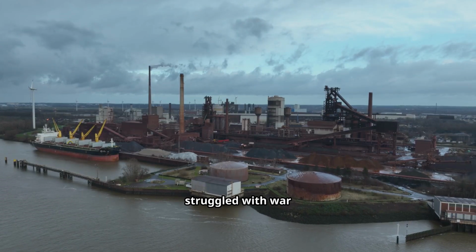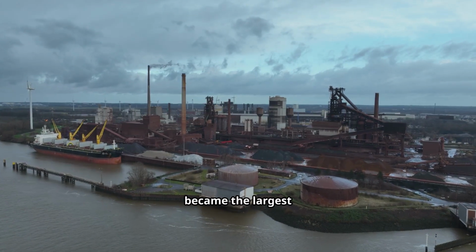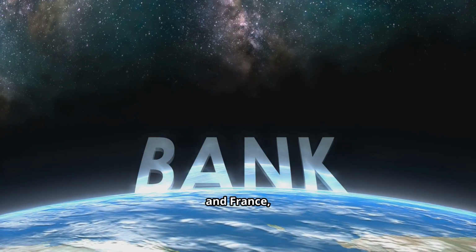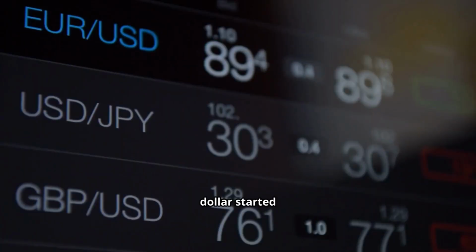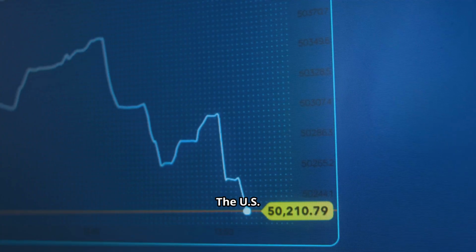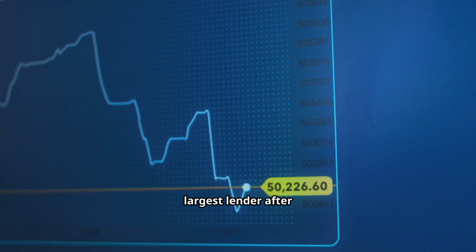While Europe struggled with war debts and reconstruction, the US became the largest exporter and creditor nation. American banks loaned billions to Germany, Britain, and France, fueling their recovery. The US dollar started replacing the British pound as the world's financial standard. The US was the world's largest lender after World War I.